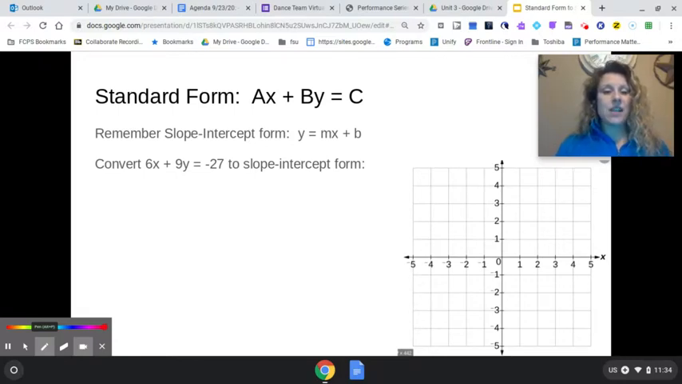So the first example that we're going to walk through together is converting 6x plus 9y equals negative 27 to slope-intercept form. One of the main reasons why we would want to do this is to make it easier to graph.